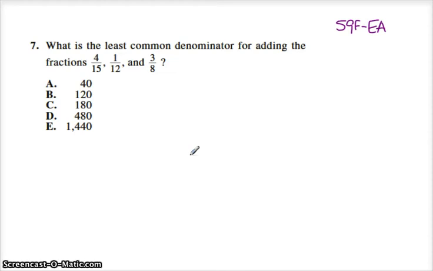It says, what is the least common denominator for adding the fractions 4/15, 1/12, and 3/8? So what that's asking is, if we were to set this up as an arithmetic problem, so we have these three fractions that we're adding together, we of course need to have some sort of denominator that relates 15, 12, and 8, because we can't just add them together in this form.